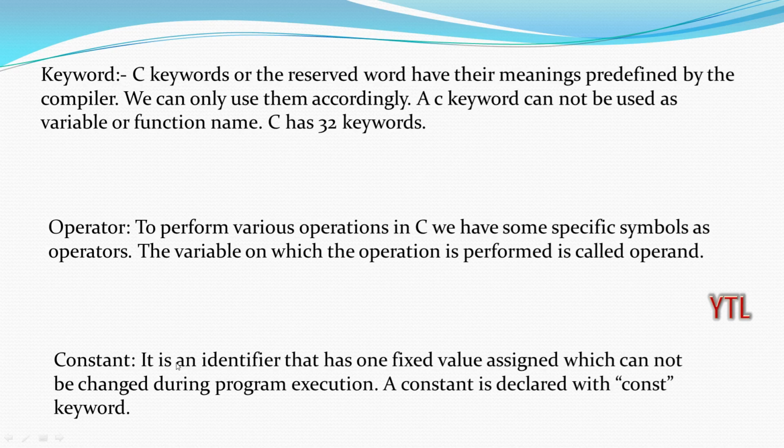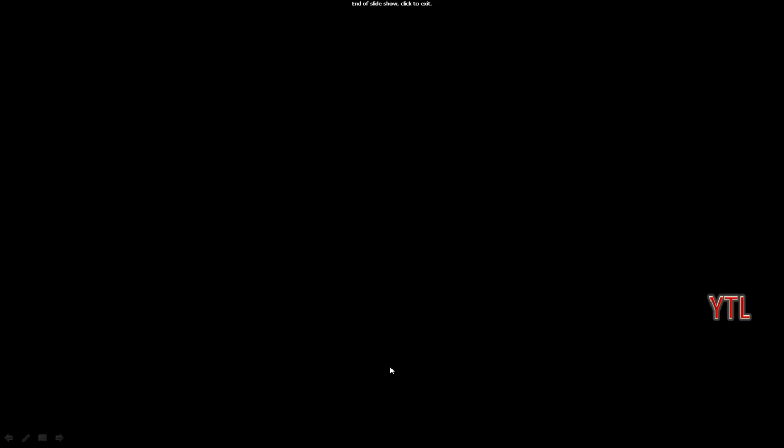And constant. It is an identifier whose value we don't want to change. Like when we are writing code with pi equals 3.14, we don't want to change the value of pi. So we can declare it as a constant. These are the theories we need to know before we go into our next program. So let's see our next program.